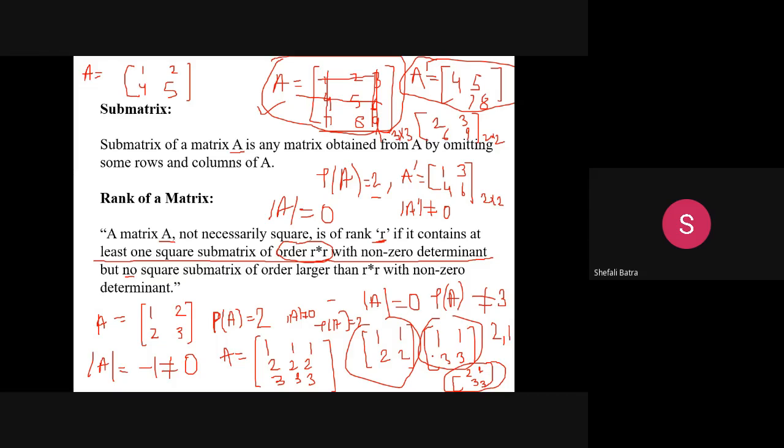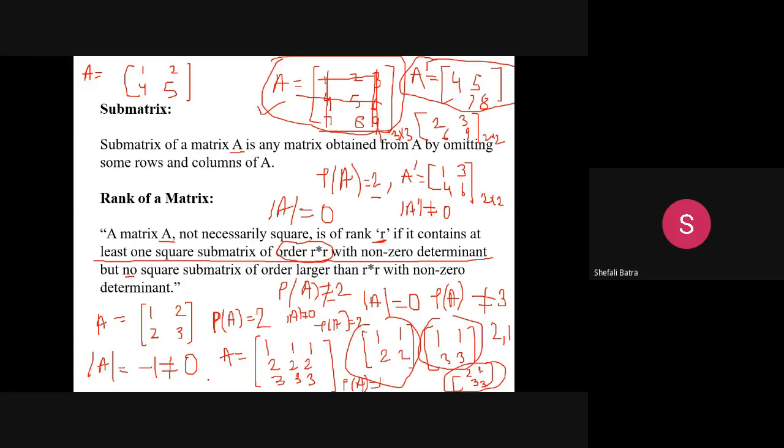You are not getting even a single matrix with non-zero determinant. Every matrix is having determinant as 0. So you can say that rank of this matrix cannot equal 2. So ultimately what is left? Only 1. So rank of a matrix would be 1.